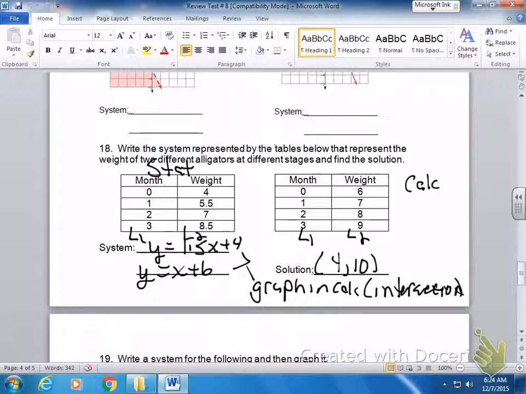Guys, it's a lot of stuff on this test. It's a lot of repeating stuff, a lot of substitution, elimination. Make sure you can do the calculator stuff. It'll help you out on a lot of the problems. So I hope that helps. Good luck.